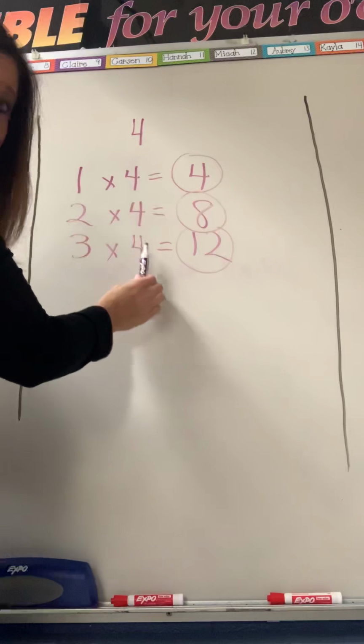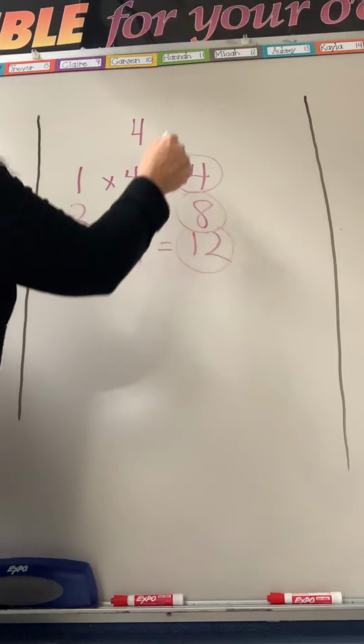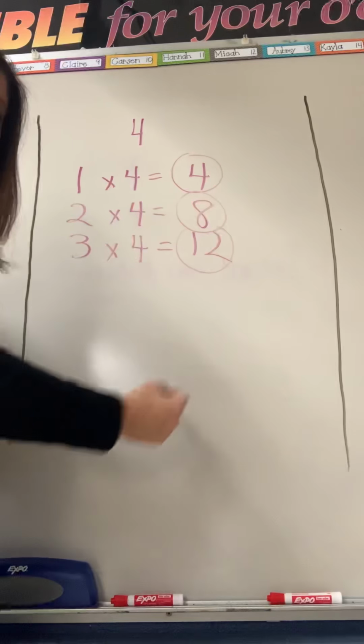4 is used as a factor. It's being multiplied by something over here. The result is multiples of 4. In one of the practice sheets that I sent home with you last week, it had you list the multiples of certain numbers. So if you weren't sure how to do that, hopefully this lesson will help you.